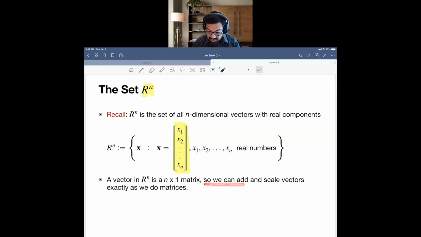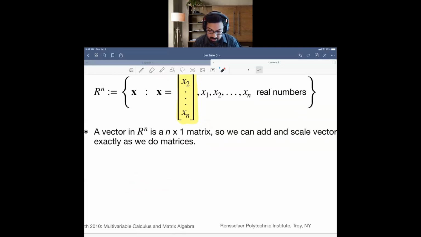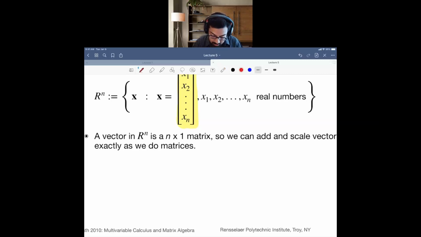So we can add and scale vectors exactly as we did for matrices. If you take a look at an example here, suppose I had a vector in R squared, let us just take 1 and 2. So this is a vector in R squared. In our case here, n is 2. If we wanted to add some other vector to this in R squared, we could add, say, 3 and -1, and we would get another vector in R squared. Over here, we are going to get 4 and 1.